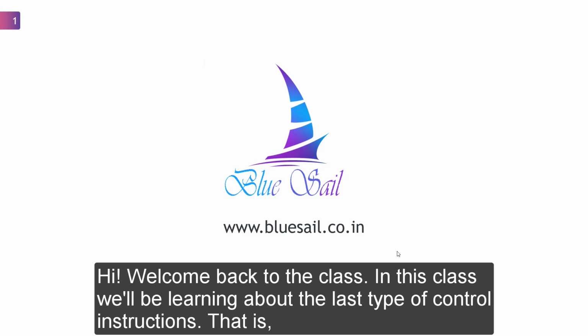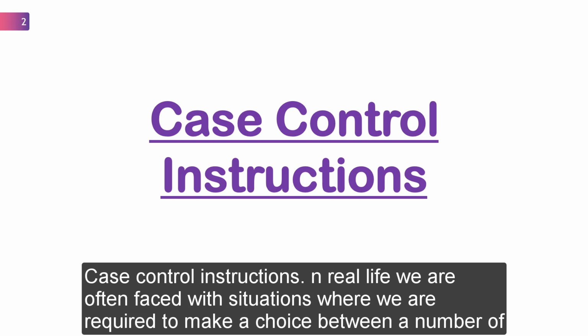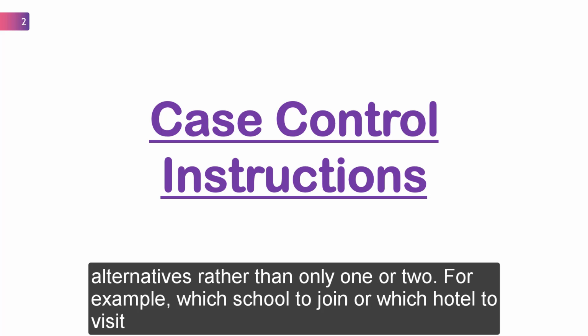In this class, we'll be learning about the last type of control instruction, that is, case control instruction. In real life, we are often faced with situations where we are required to make a choice between a number of alternatives rather than only one or two. For example, which school to join or which hotel to visit.